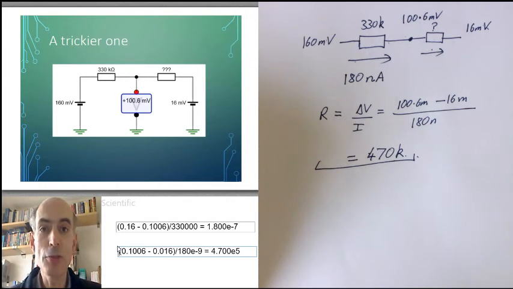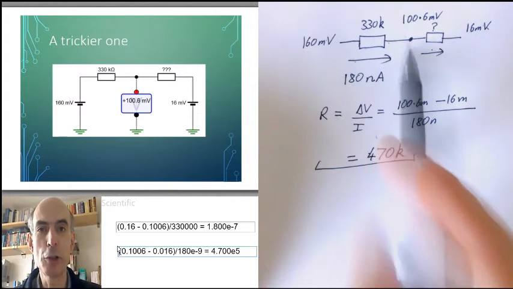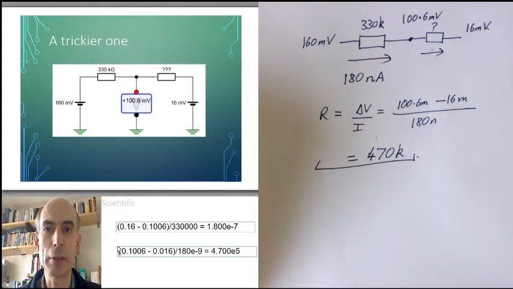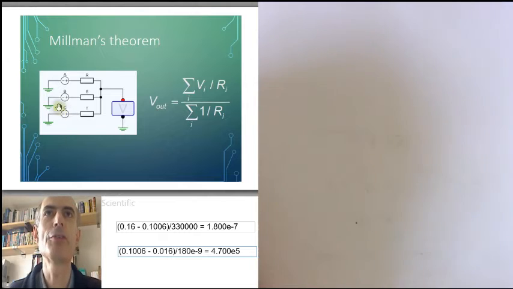Well, yes, once again, fine, but it would be nice to have a formula that we could directly apply to problems like this, rather than have to go back to first principles every time. And that's exactly what Millman's theorem is. Consider this more general case. You have a voltage source here, which I've called a voltage of A, going through a resistance of R.